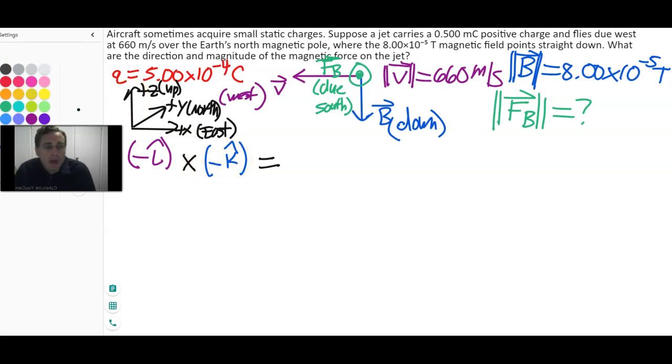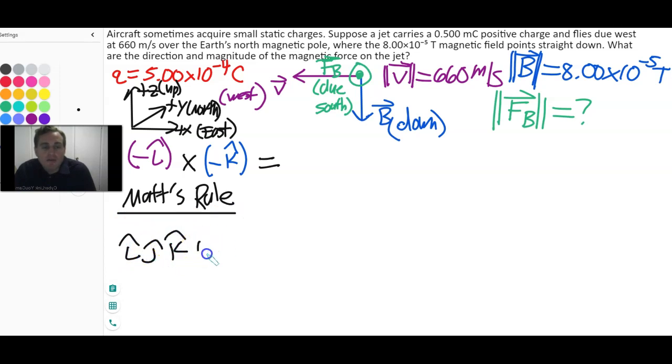Now hopefully you remember what I often call Matt's rule. I named this after my roommate in college. I've never heard anyone give this a name, so I decided to name it. Matt's rule says that for cross products, you should write out the unit vectors as i, j, k, i, j.